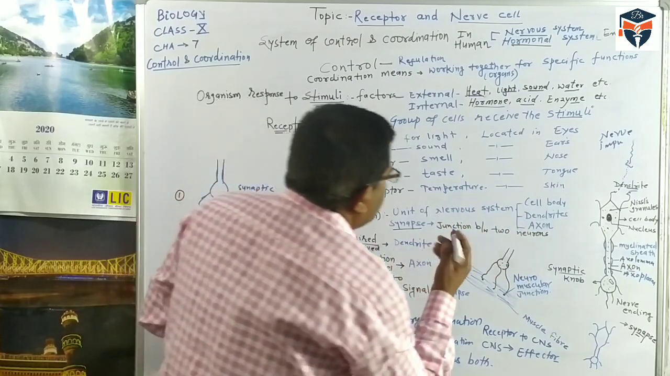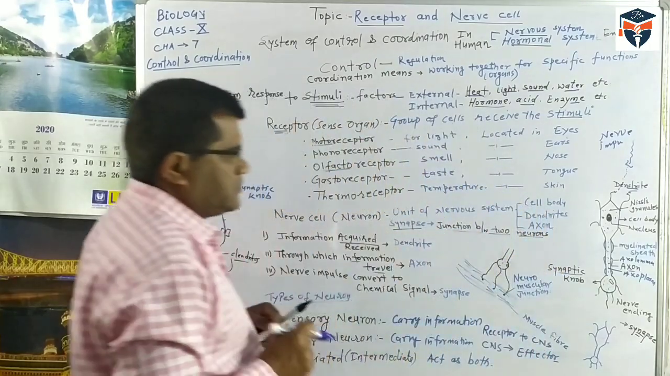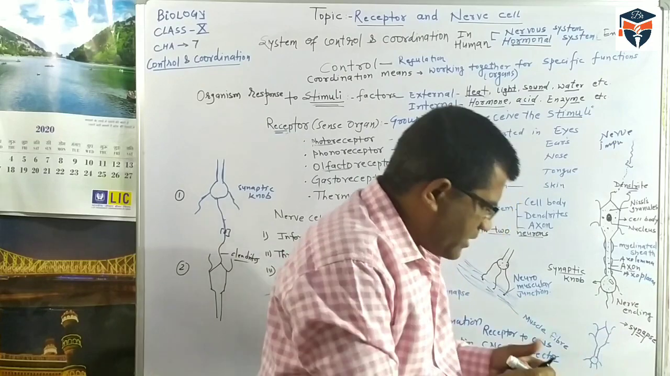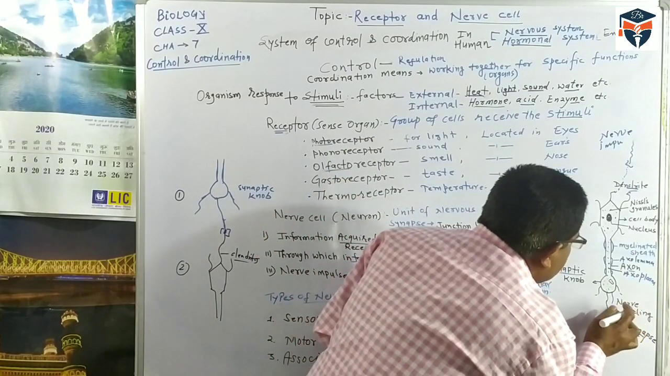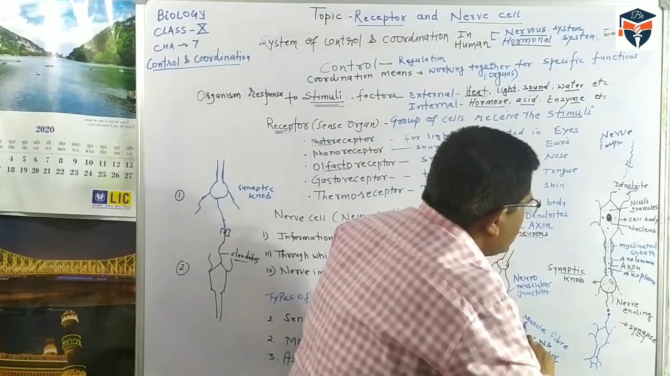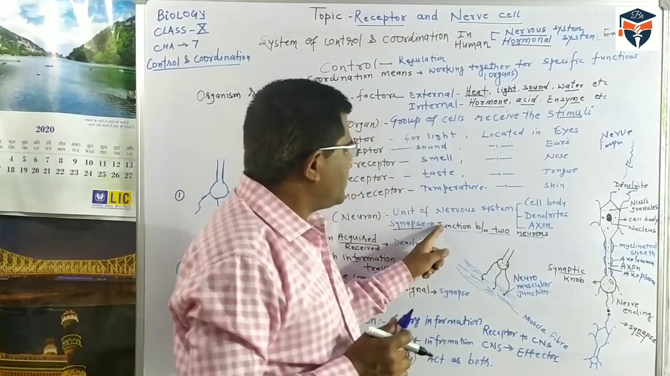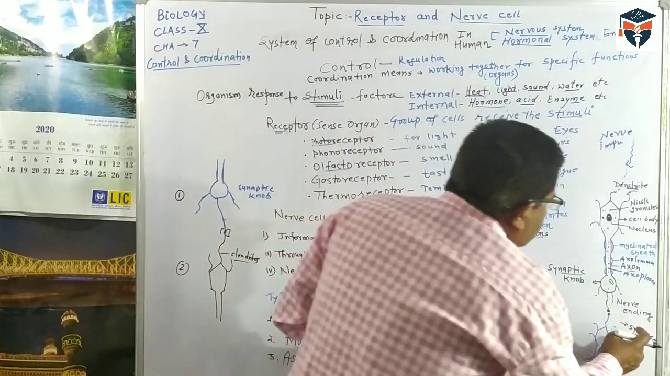So synapse is the junction between two neurons. It means the nerve ending and the dendrites of another neuron. So this one region where these two are connected is called the synapse, and that's why we say junction between two neurons, it is the synapse.